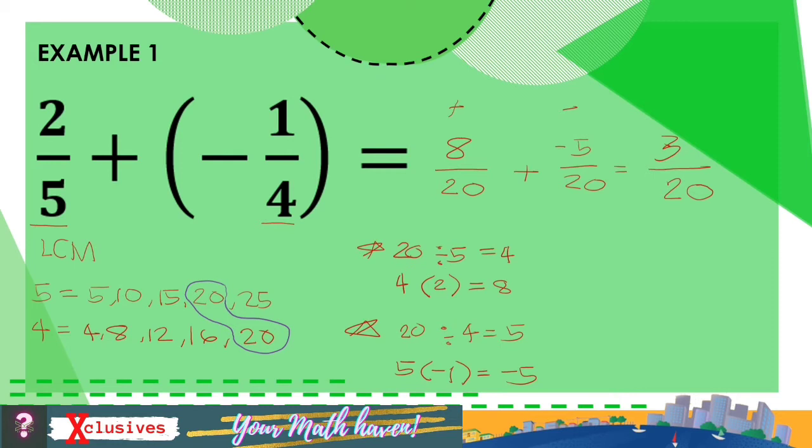And the sign of 3 will be positive since 8 has a bigger absolute value number than 5. So our final answer is 3 over 20.